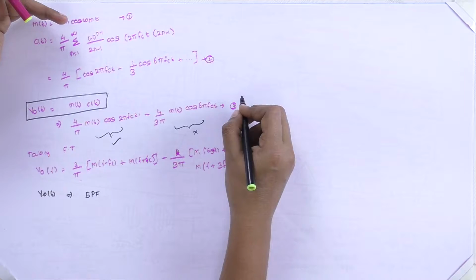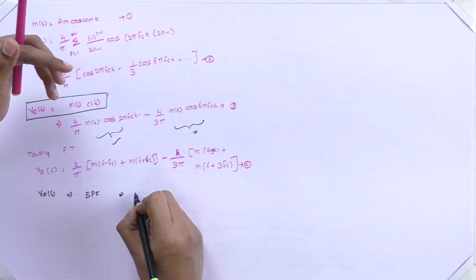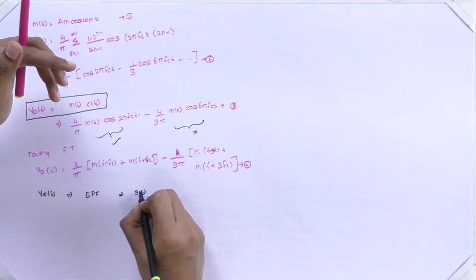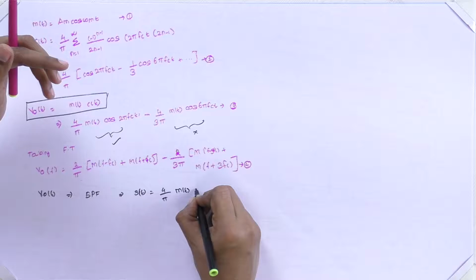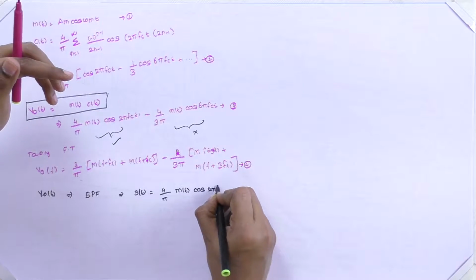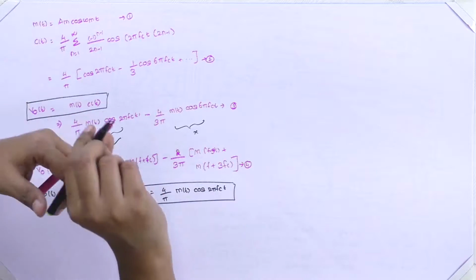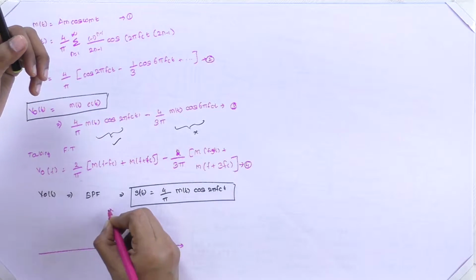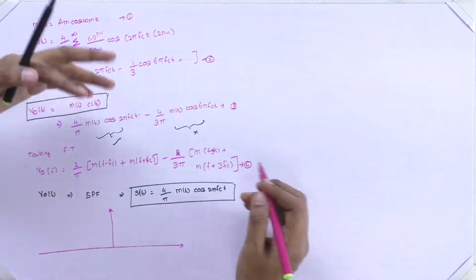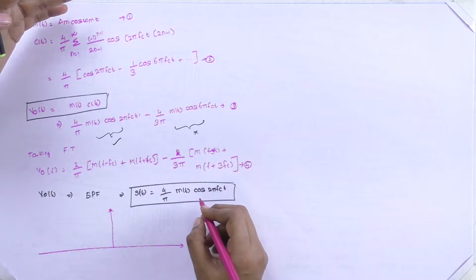So this will be filtered out by using the band pass filter. The output of the band pass filter will be given by s of t, which is equal to 4 by pi m of t cos of 2 pi fct. This is our required term. When you plot the spectrum, we can easily identify which are the high frequency terms and which are the terms required for the modulated signal.